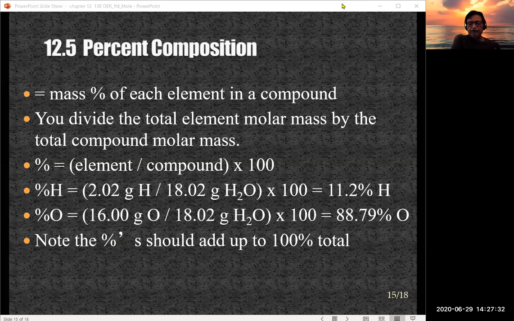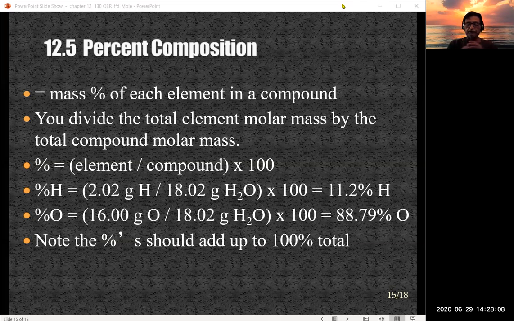The percent composition is no different than your percent grade. There's a percentage in your grade that comes from the quizzes, a percentage comes from the homework, a percentage comes from the activities. This is basically what it is. You have a total amount, the whole, and you're taking the part that every element contributes to the molecule and dividing it by the whole.